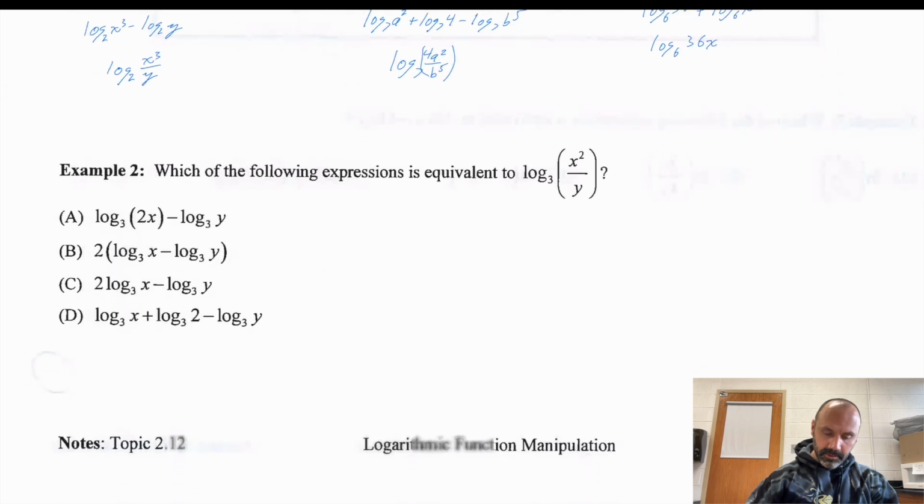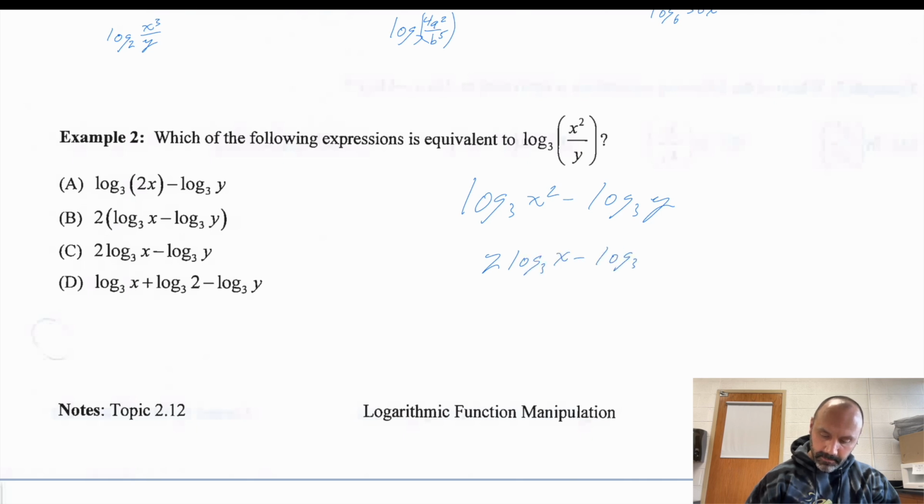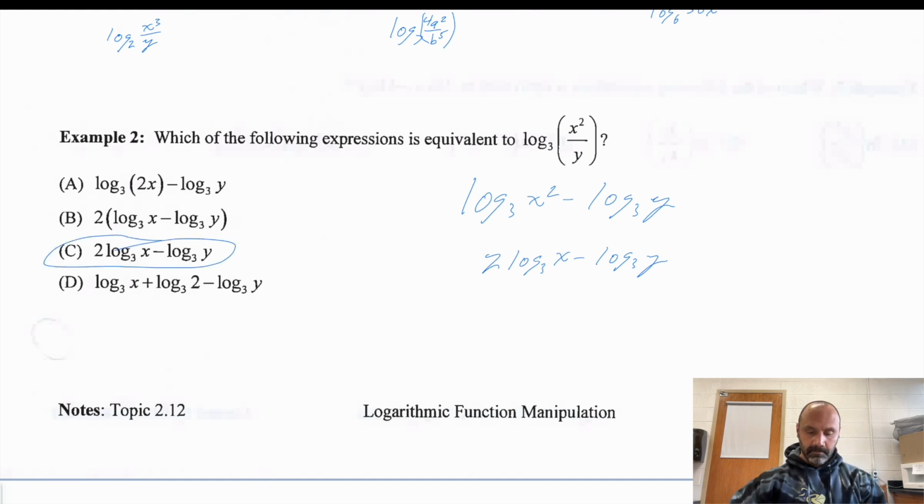Okay, example 2. Which of these is equivalent to log base 3 of x squared over y? And now I can separate this. So first I get log base 3 of x squared minus log base 3 of y. And I have the power rule, right? So 2 log base 3 of x minus log base 3 of y. And that is option C. Okay, so those are the basic rules there, right? The product rule, the division rule, and the power rule.